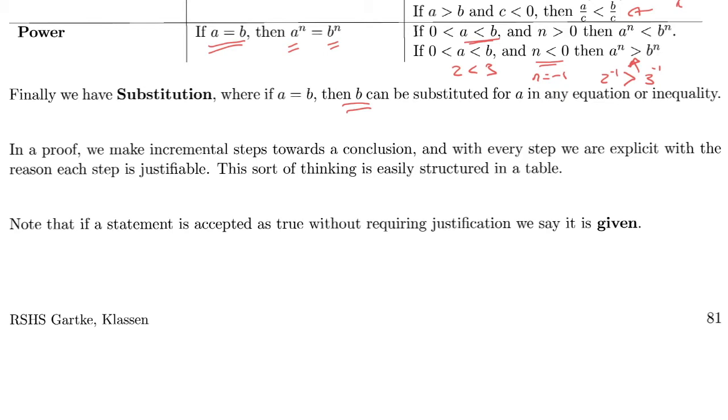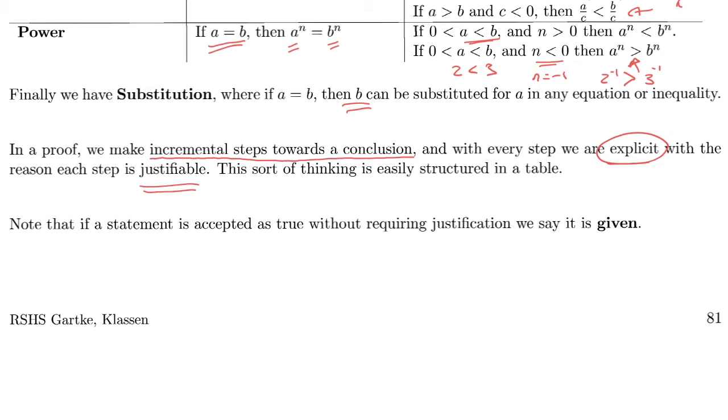Now, in a proof, particularly in a tabular proof, which is what you're going to see a lot of now, we're going to make incremental steps towards a conclusion. Line by line, we're going to get closer and closer to the conclusion we're working towards. But with every step, we are explicit with the reason why each step is justifiable. We don't often do that, but in a tabular proof, we do.